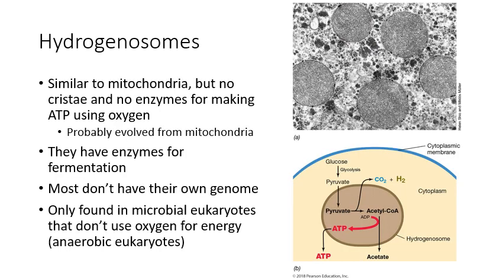You also have hydrogenosomes in some eukaryotes. It's not very common actually to find hydrogenosomes. They're similar to mitochondria. They actually probably came from mitochondria by evolution, but they are now different. They don't have cristae, and they cannot make ATP in the same process that mitochondria use that relies on oxygen. Instead, they conduct fermentation.